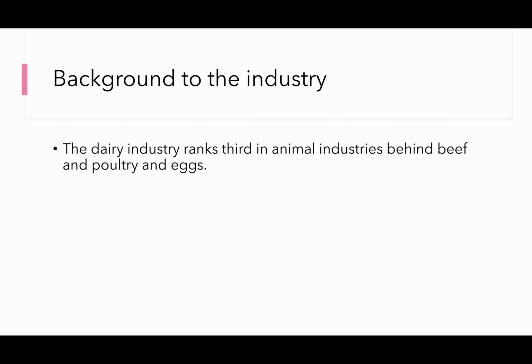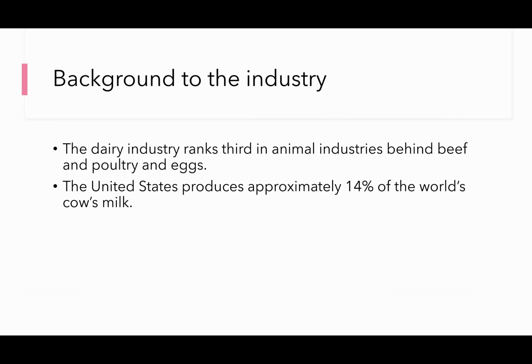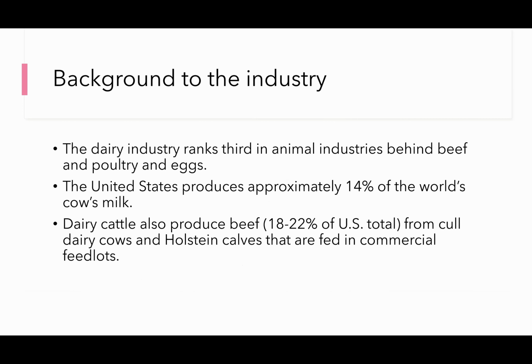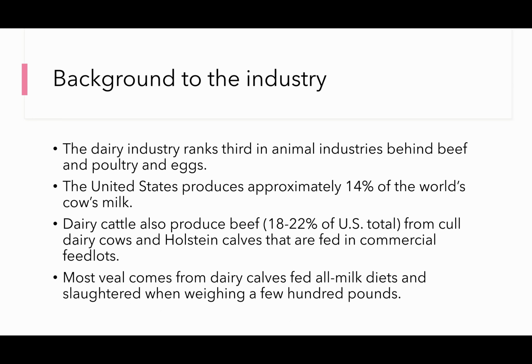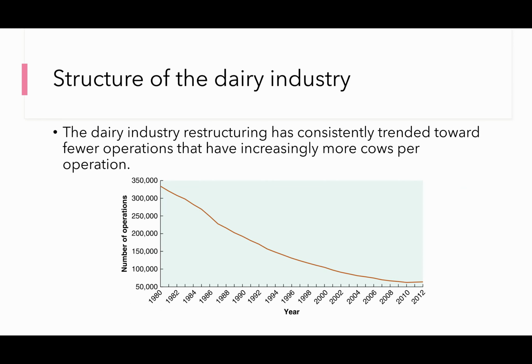Now, the dairy industry is third in animal industries behind beef and poultry and eggs. The United States produces approximately 14% of the world's cow milk. Dairy cattle also produce beef, so 18 to 22% of the total U.S. beef comes from cull dairy cows and Holstein calves that are fed out in commercial feedlots. Most veal comes from dairy calves fed all milk diets and then slaughtered when they weigh a few hundred pounds.